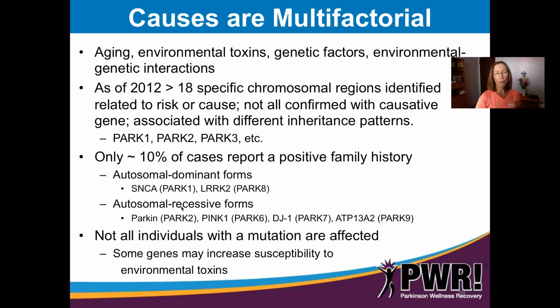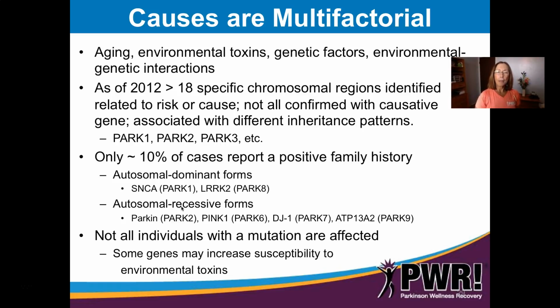So as of 2012, there were more than 18 specific chromosomal regions identified that were related to risk of Parkinson's disease or a cause. Even now, not all have been confirmed to be causative. They don't necessarily know what they all do, but they're associated with individuals that had some Parkinsonisms. Also, they don't all have the same inheritance pattern. They could skip generations, or they could be in every family member. So they know that there is this effect that just because you have a gene doesn't mean you're going to get Parkinson's disease, and it may be a gene that's more related to other factors in the environment.